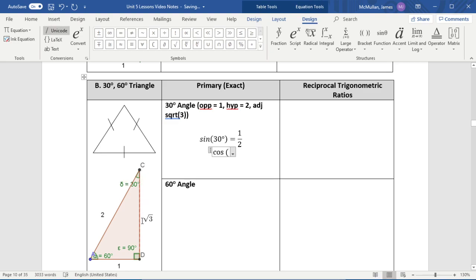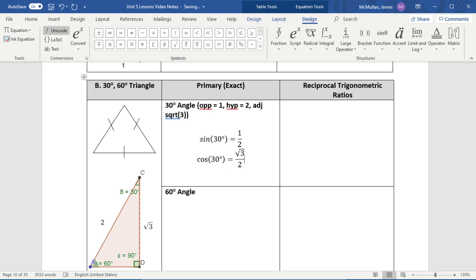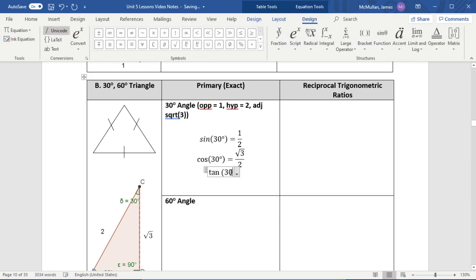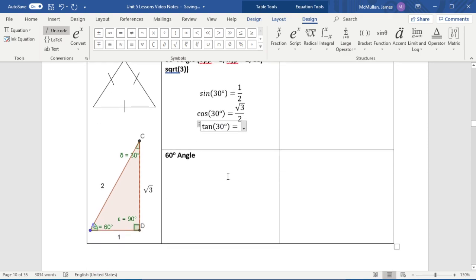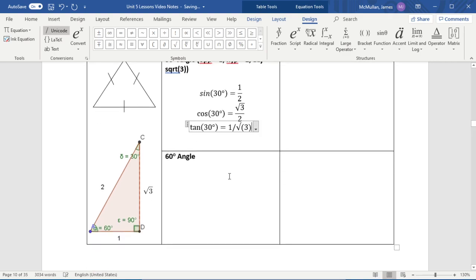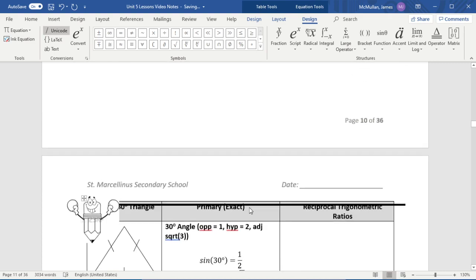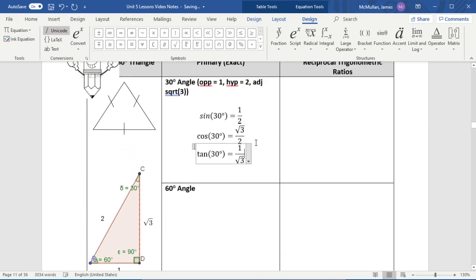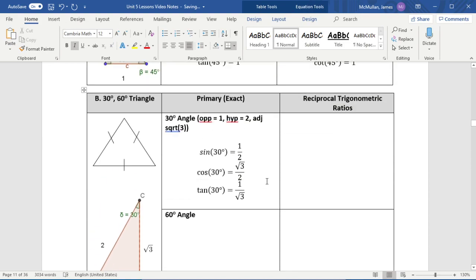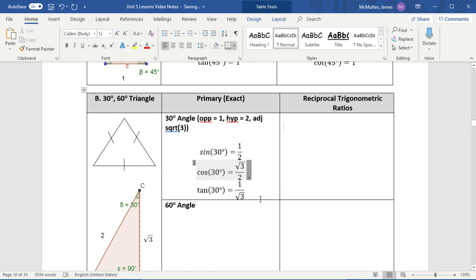Cos, let's look from the perspective of 30 again. My adjacent would be this side, which is the root 3. My hypotenuse would be 2. So cos of 30 degrees is equal to square root 3 divided by 2. And tangent of 30 degrees would be equal to the opposite, which is 1, divided by the adjacent, which is square root 3. Okay, so there's the sine, cos, and tan of 30.